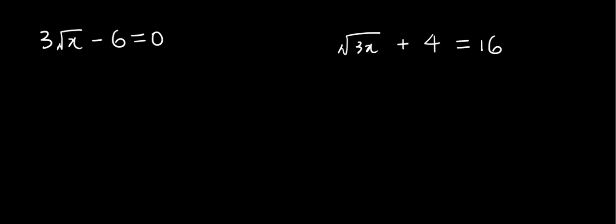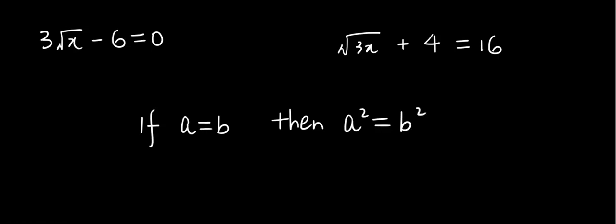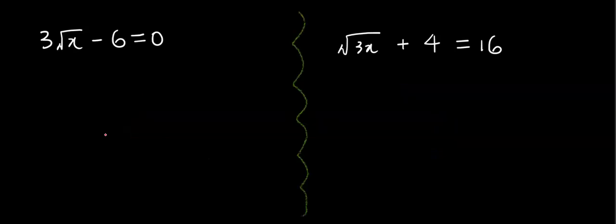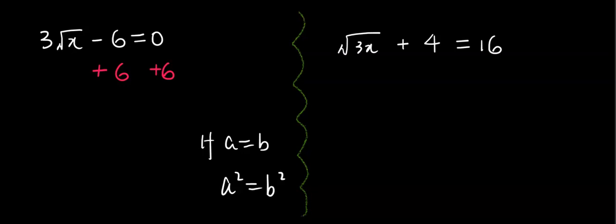Solve radical equations. The idea is if A equals B, then A squared equals B squared. That is a rule we're going to use to solve radical equations. The first question, 3 square root x minus 6 equals 0. We're going to add 6 to each side, because we want a form that says if A equals B, then we can give it a square to both sides. We can say then A squared equals B squared.